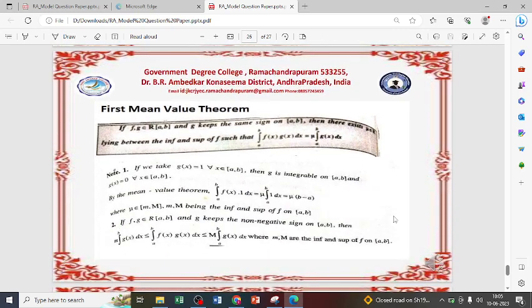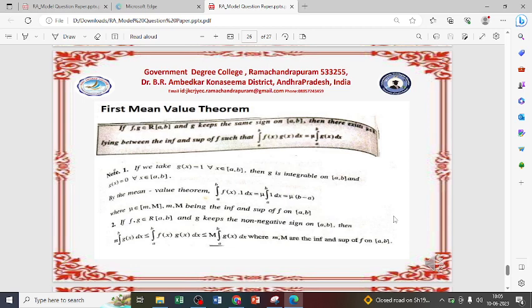Now the first mean value theorem. What is the statement? If f and g are Riemann integrable on the closed interval [a, b], and g keeps the same sign on [a, b], then there exists a mu lying between the infimum and supremum of the function f such that the integral from a to b of f(x) g(x) dx is equal to mu times the integral from a to b of g(x) dx.